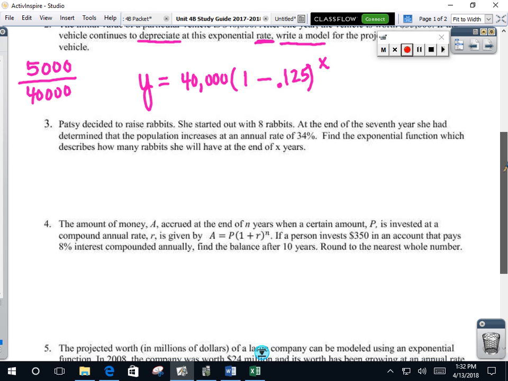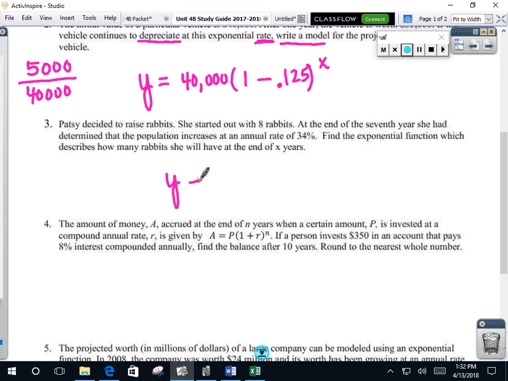All right, number 3. Patsy decided to raise rabbits. She started out with 8 rabbits. At the end of the 7th year, she had determined that the population increases at an annual rate of 34%. Find the exponential function which describes how many rabbits she will have at the end of x years.